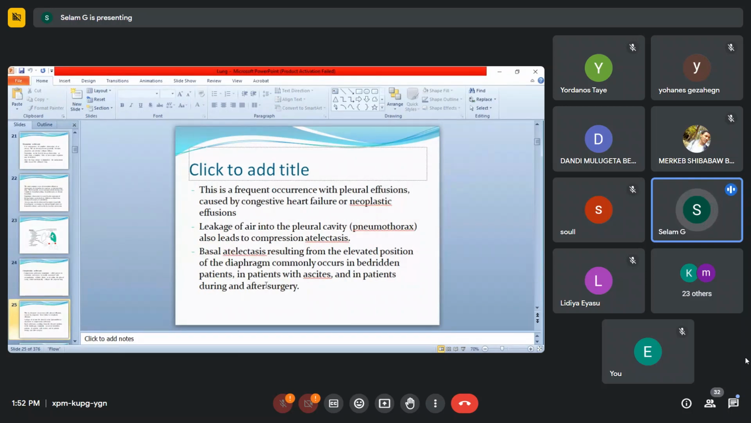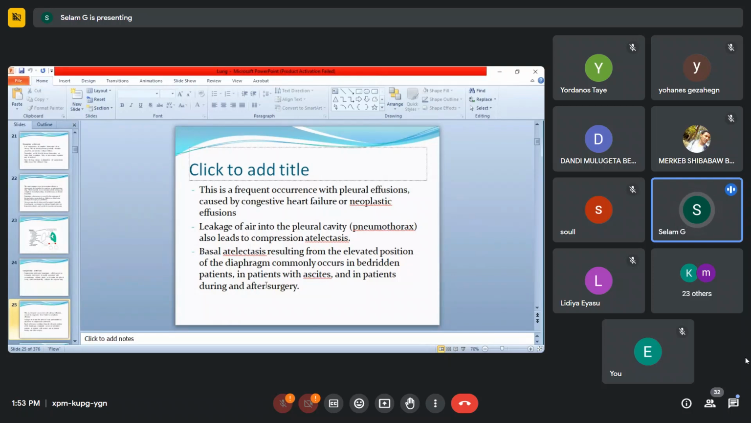This frequently occurs with pleural effusion caused by congestive heart failure, or neoplastic effusion if there is a metastatic lesion to the pleura. Leakage of air into the pleural cavity due to trauma, a traffic accident, or any penetrating injury leads to what we call pneumothorax, and this also leads to compression atelectasis.